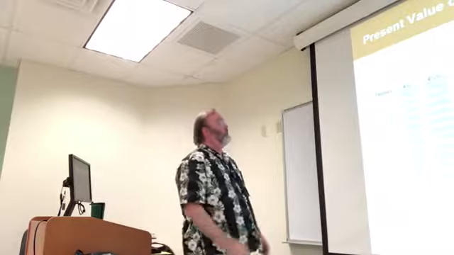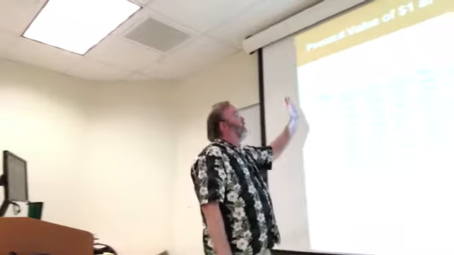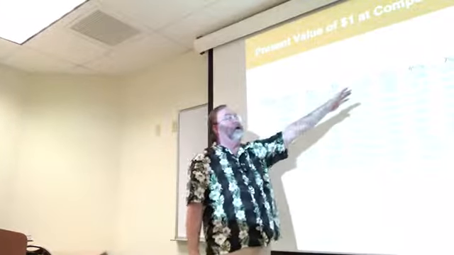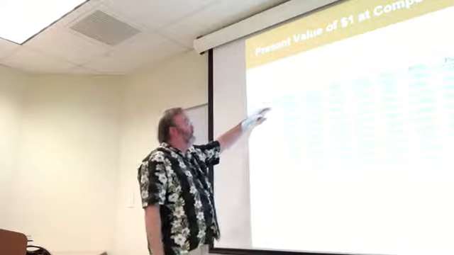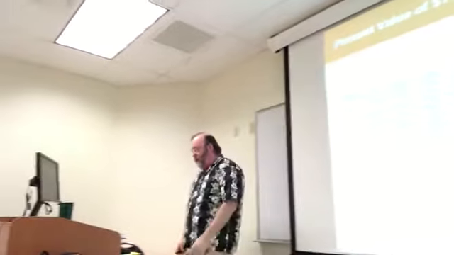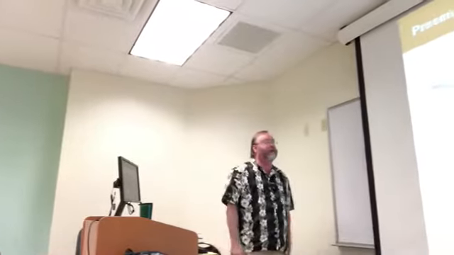So here's what the tables look like. They're a series of interest rates across the top, and then the number of periods. And they go from 4% all the way up to 14% in your book. And they go from period 1 all the way to period 50 in your book.